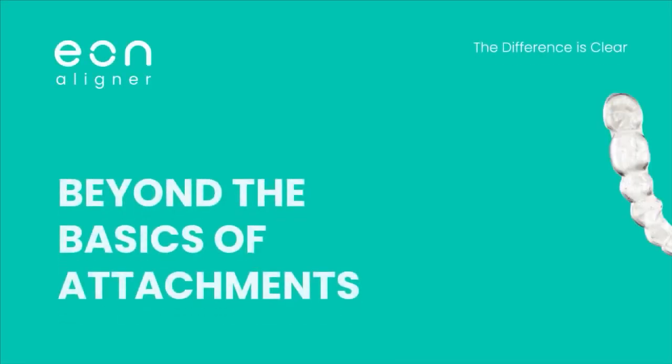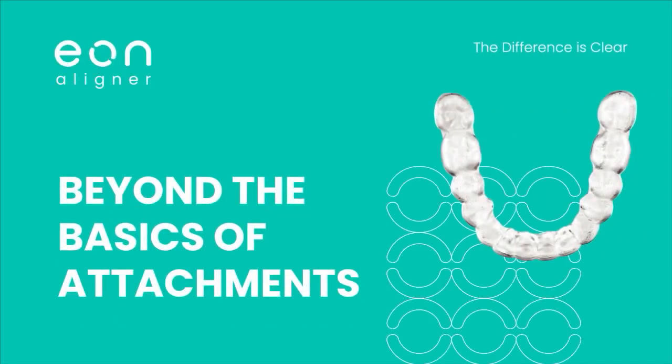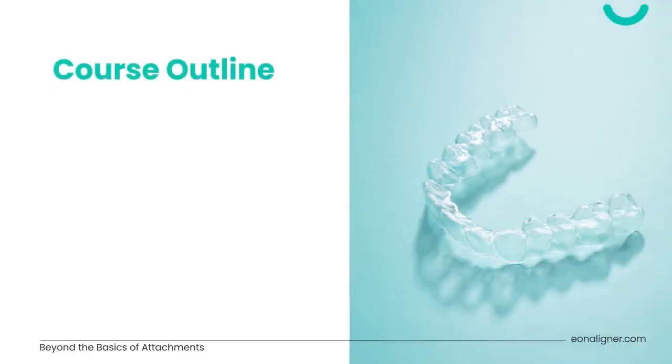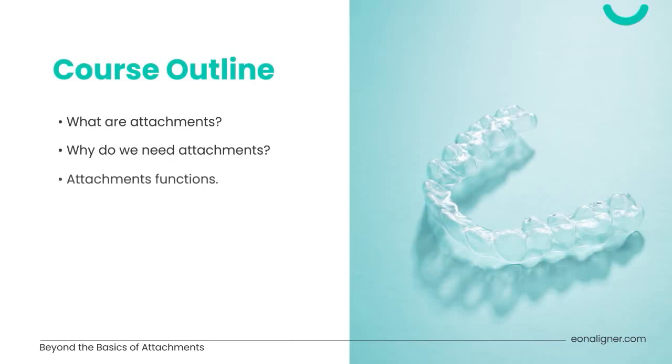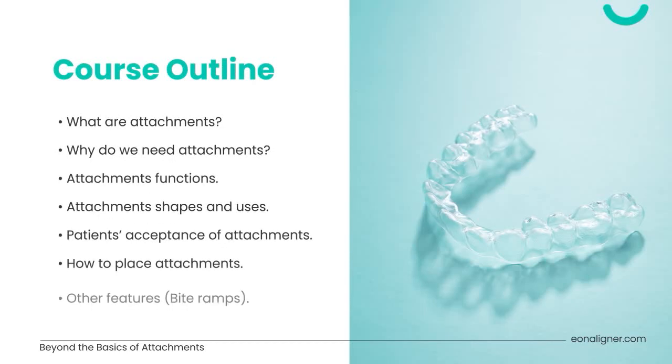Beyond the basics of attachments. In this module, we will be talking about attachments with clear aligners. Course outline will include: what are attachments and why do we need them? Attachments' functions, shapes, and uses. Patient's acceptance of attachments. And then we'll run through how to place attachments. And lastly, we'll talk about some other features with clear aligners, such as bite ramps.